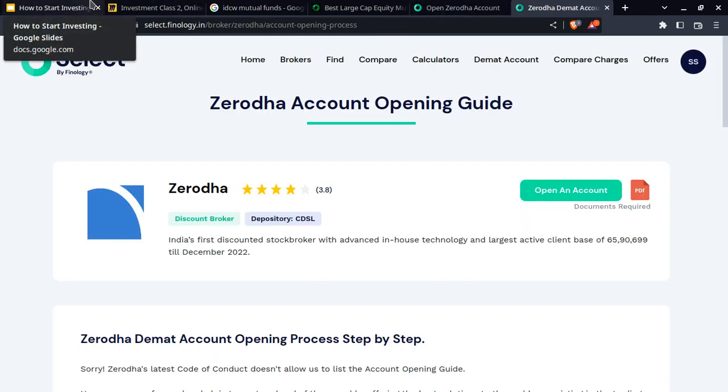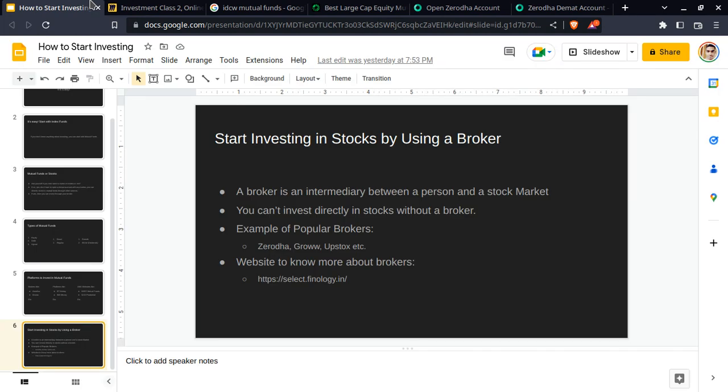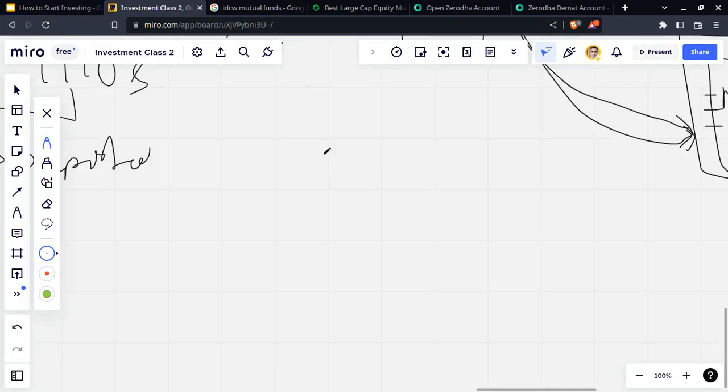So this is all the story. This is how to invest. I forgot to tell you a very important thing. What are the things needed to invest?